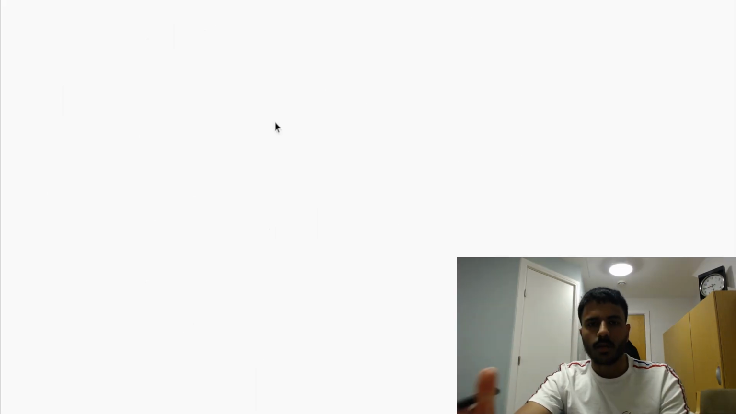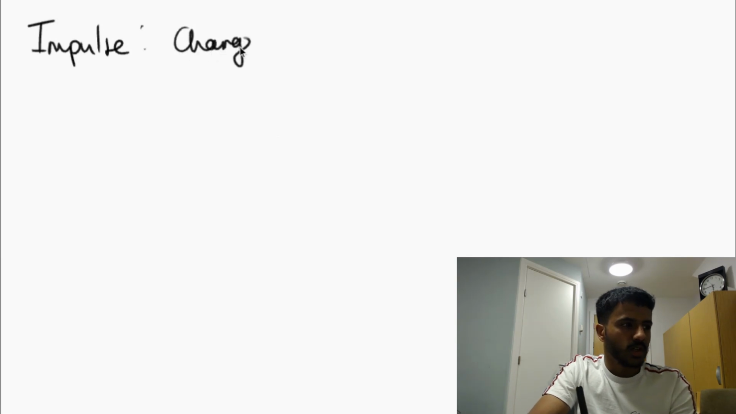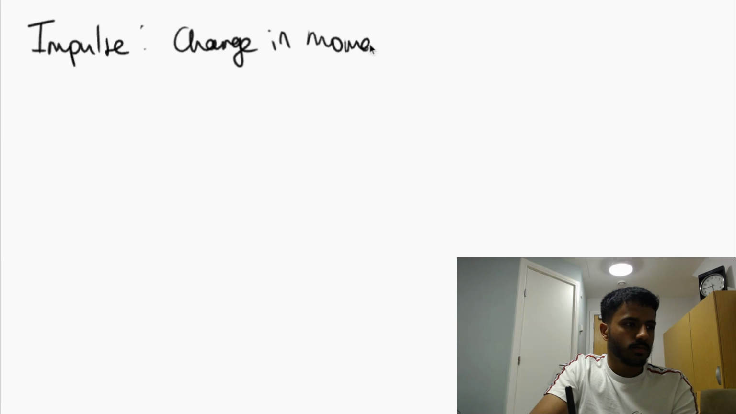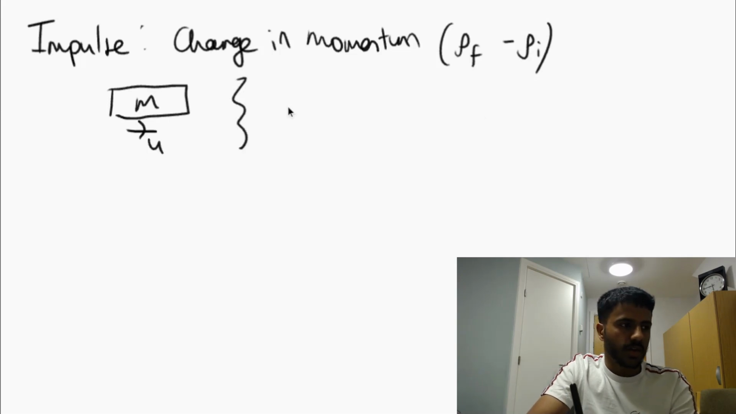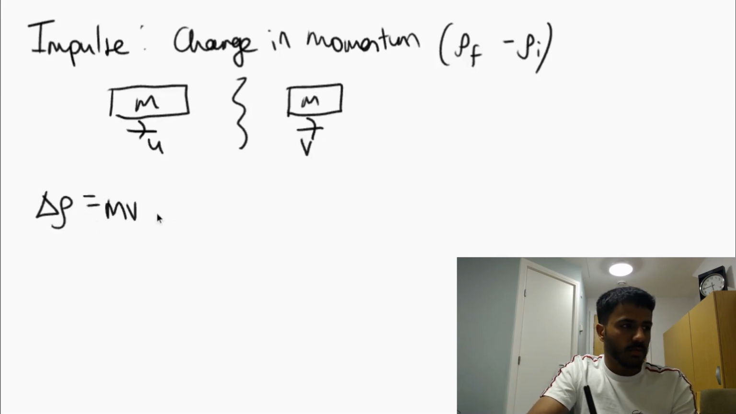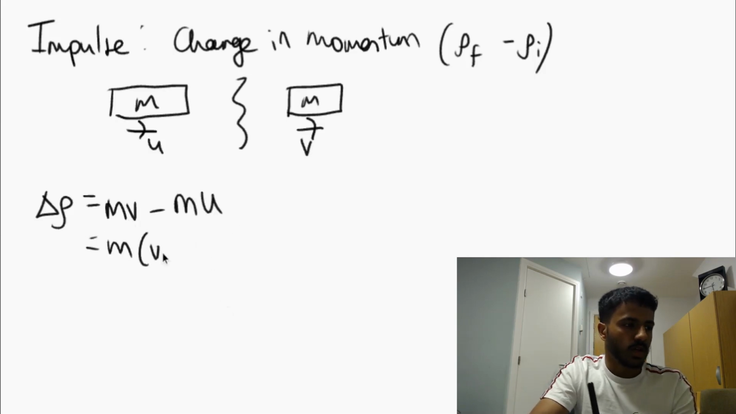We talked about momentum, and I'm now going to introduce you to a term called impulse. Impulse is simply the change in momentum, or the final momentum minus the initial momentum. So let's say you had a body of mass m moving at speed u, and then after an event it moves at a speed of v. The impulse, which is denoted by this delta sign, which means the change in momentum, is equal to mv minus mu. And again, you can factorize out the m to get m times v minus u.